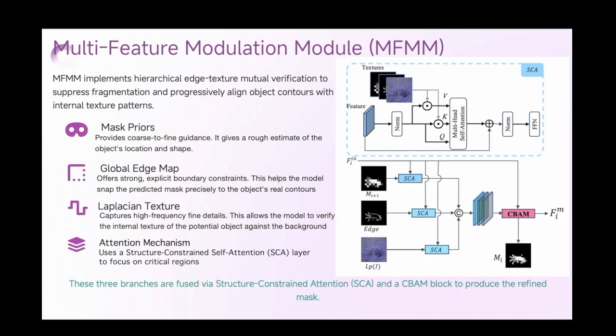The final piece of our framework is the MFM, which we designed to be a prediction refiner. This module in our decoder works in a coarse-to-fine manner. At each stage, we designed it to consider not only the current features, but also three crucial priors: the mask from the previous stage, our global edge map, and texture details from a Laplacian prior. By fusing this information with a novel attention mechanism, our model progressively polishes the prediction, ensuring the final output is highly accurate.